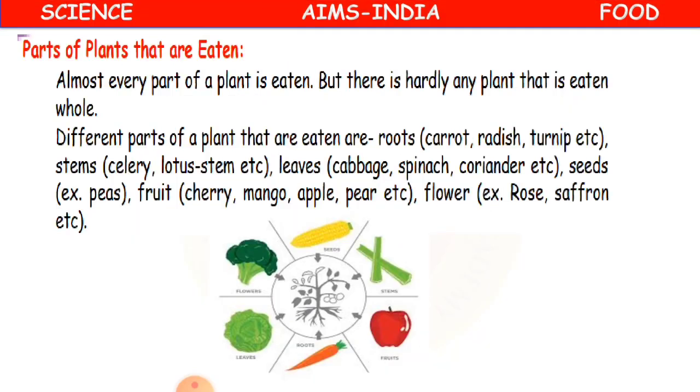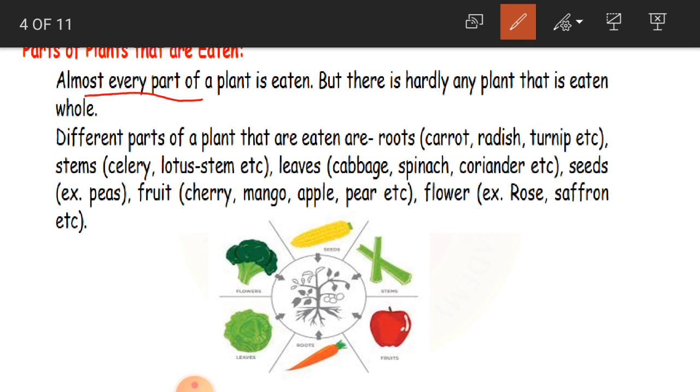Clear, children? Yes. And now, parts of plants that are eaten. See, not only the plant produce, that is vegetable, fruit, spices, herbs or some other cereals or pulses, but we also eat some plant parts. Plant parts that we also consume as our food. So let us see what they are. Yes, almost every part of a plant is eaten, but there is hardly any plant that is eaten whole.